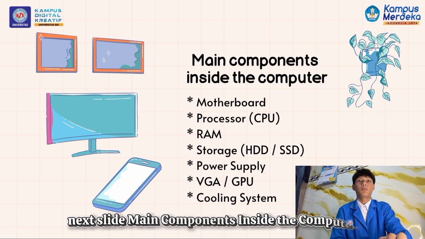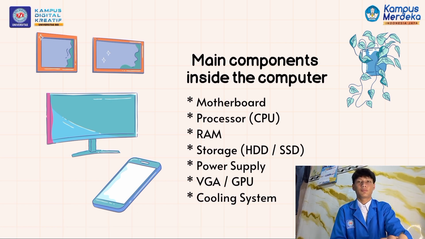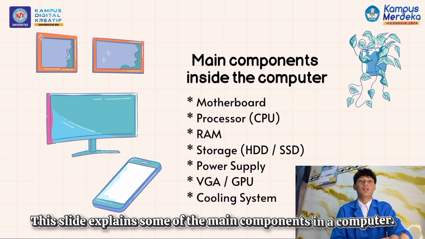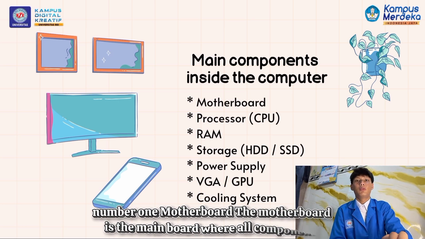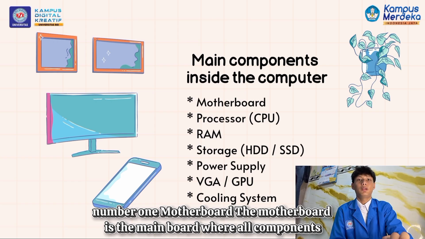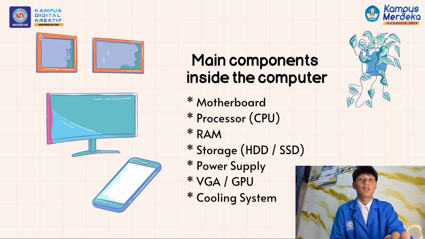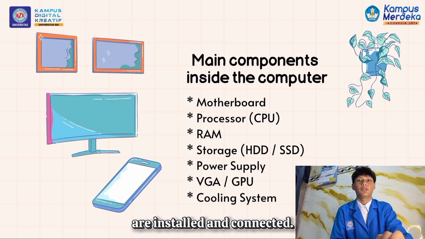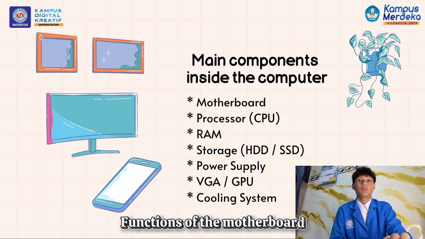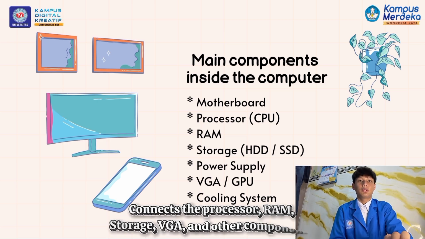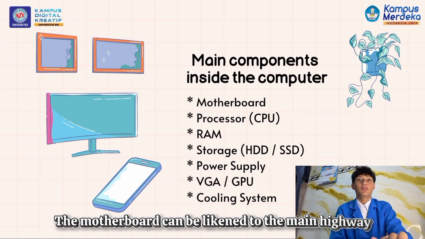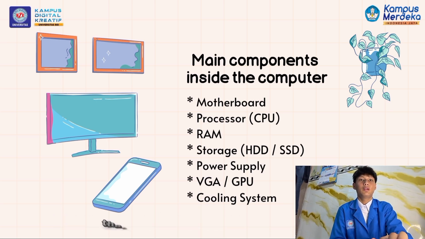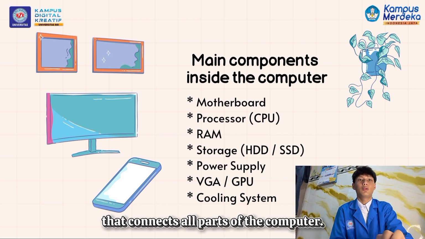Next slide, main components inside the computer. This slide explains some of the main components in a computer. Number 1, motherboard. The motherboard is the main board where all components are installed and connected. Function of the motherboard: connect the processor, RAM, storage, VGA, and other components. The motherboard can be likened to the main highway that connects all parts of the computer.